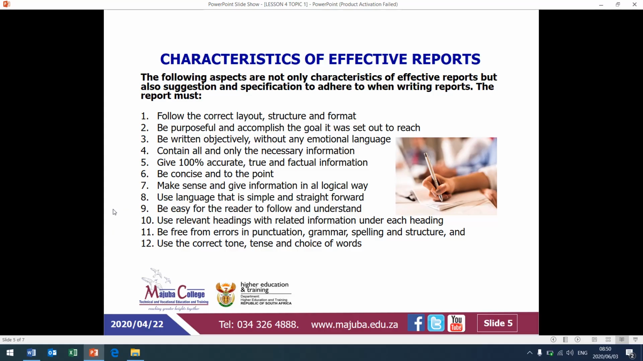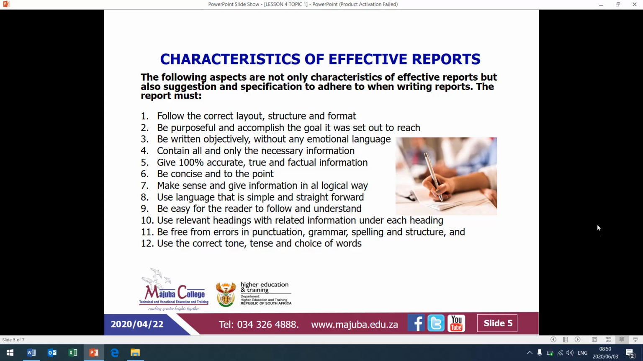Must have relevant headings. That is number 10, with related information under each heading. It must be free from errors in punctuation, grammar, and spelling. That is the point. You remember the cycle that we did on the first slide. That is where editing and proofreading comes in. It must be free from errors in punctuation, grammar, and spelling. Let's move on to number 12. Use the correct tone, tense, and choice of words.